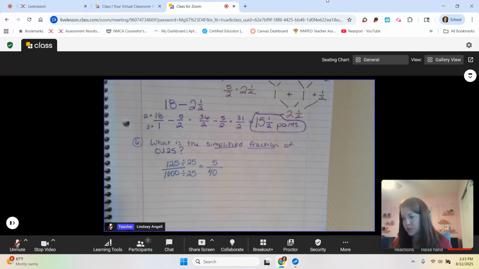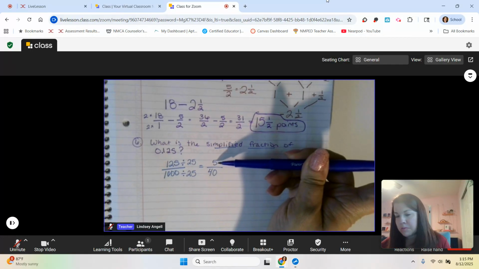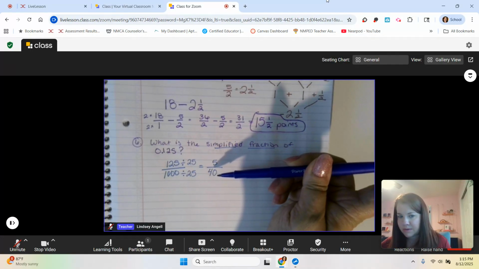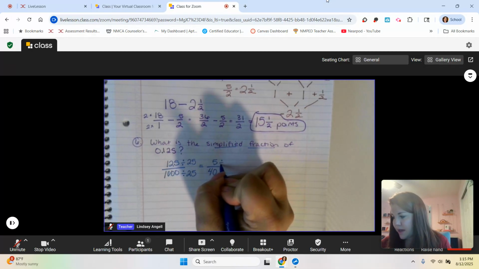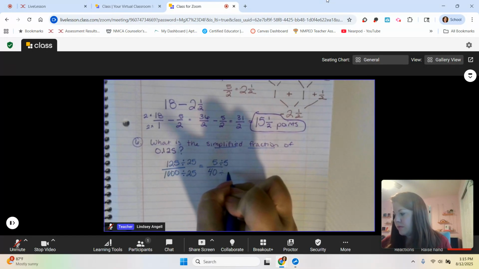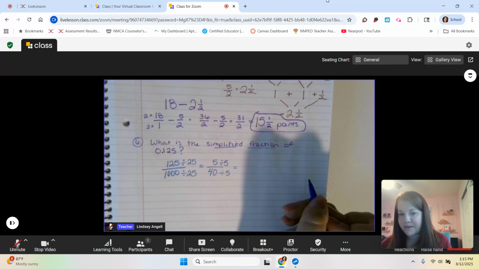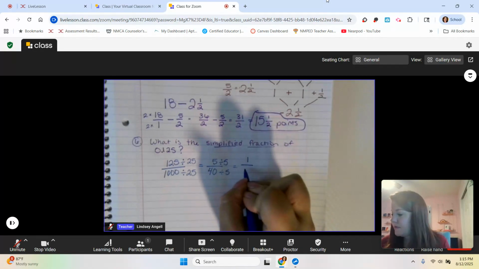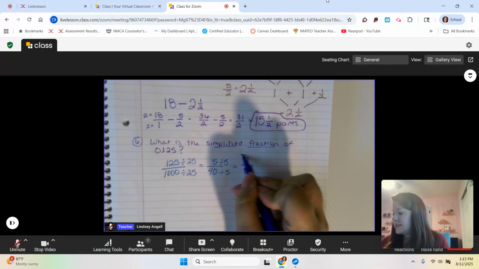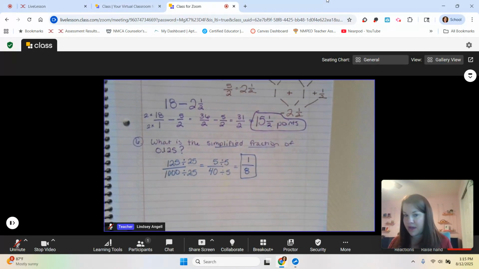So, phew, so far I've reduced it, but one thing I notice is it's still not fully reduced. Because if I have a number that ends in a 5 and one that ends in a 0, that means they could both still be divided by 5. So I've got to take it one step further. 5 divided by 5 is 1. 40 divided by 5 is 8. This is my completely simplified fraction.